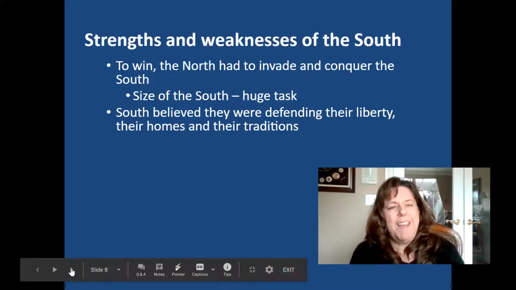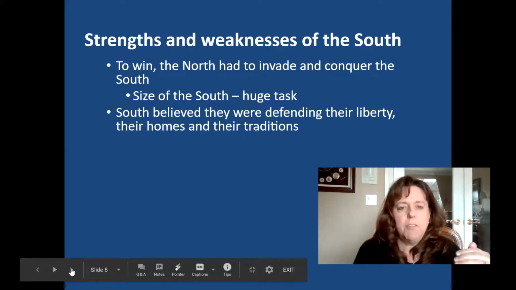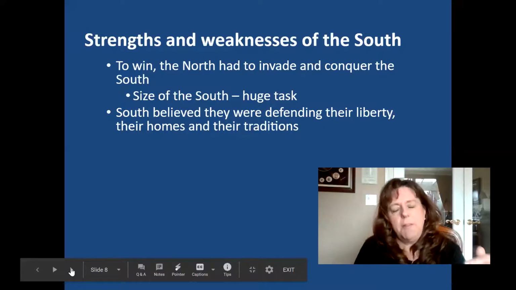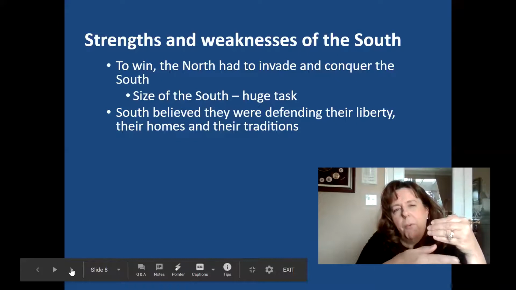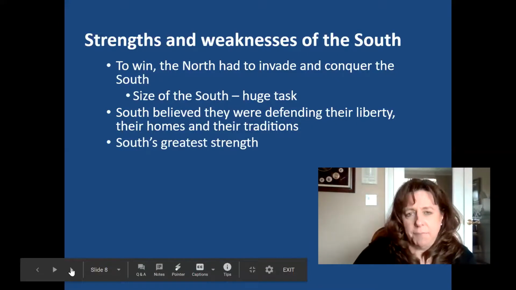Now, the North, because of things like Uncle Tom's Cabin, because of the abolitionist movement, believed that slavery was wrong, but did they believe it was wrong more than the South believed that they had the right to decide for themselves? The South probably believed a little bit more. So we put that on the strength of the South side.